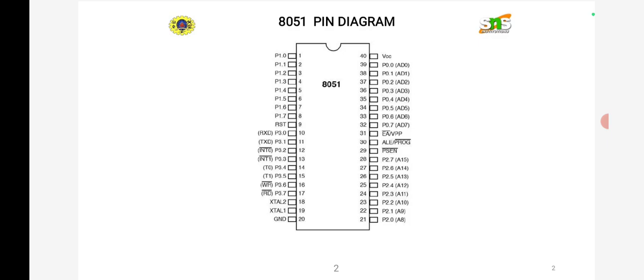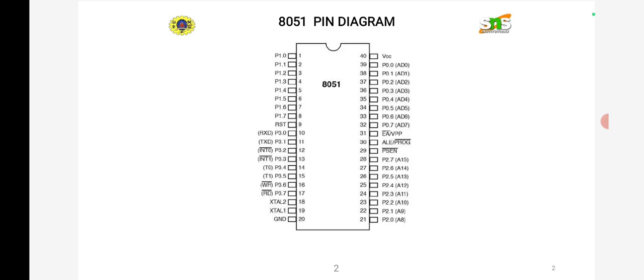For port 3, the pin numbers are 10 to 17, and along with this port, some additional functions are assigned: RxD and TxD for serial communication, interrupts, timers, and read and write operations. Besides these ports, the remaining pins are 18 and 19, which are assigned for the oscillator, which generates the clock pulses. Pin number 31 is EA, external access, 30 is ALE, address latch enable, and 29 is PSEN, program store enable.